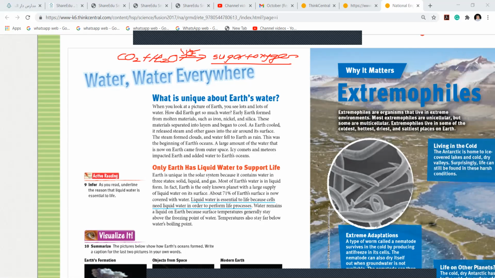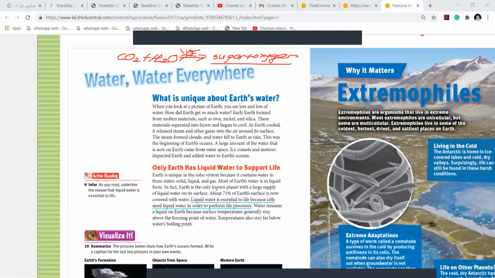These materials separated into layers and began to cool. As Earth cooled, it released steam and other gases into the air around its surface. This steam formed clouds. And of course, the water fell to Earth as rain. This was how the beginning of the ocean started. A large amount of water that is now on Earth came from outer space. Icy comets and meteors impacted and added water to the Earth's ocean. Because ice melted and meteors, these all gave so much water to the Earth.